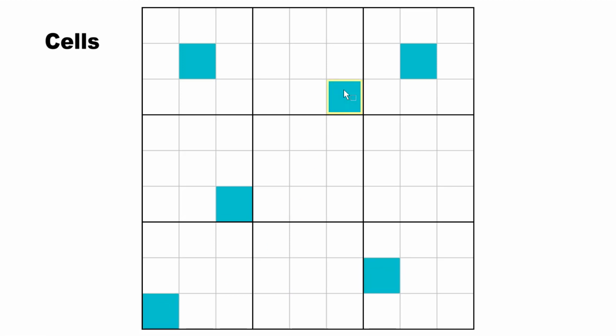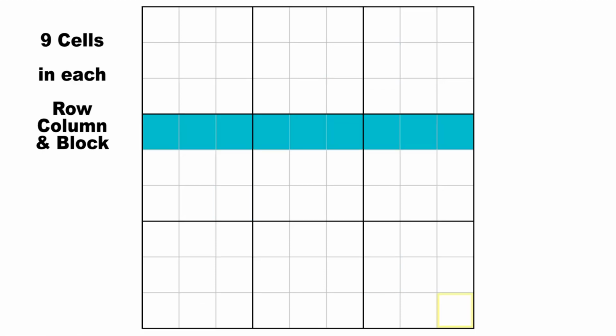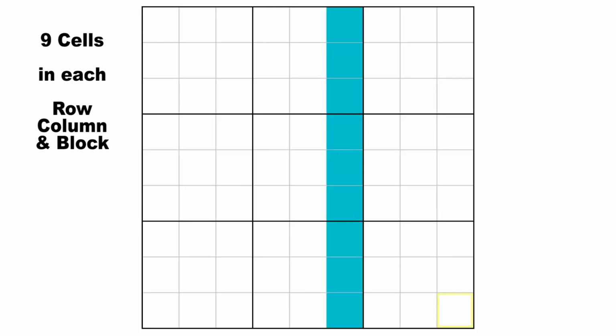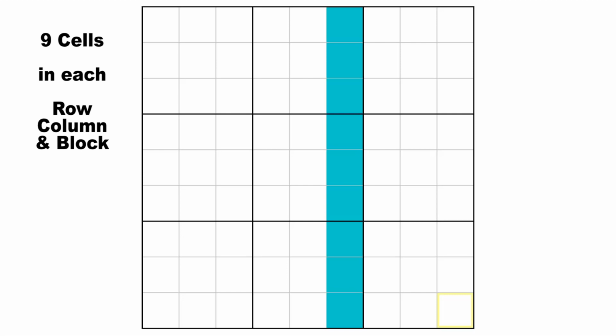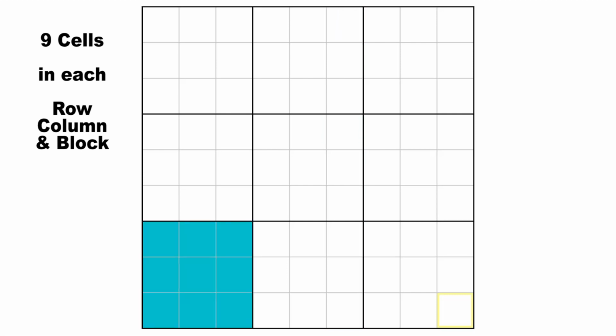The smallest divisions in the grid are called cells. These little squares are where we enter the numbers into the puzzle. And again, they are called cells. As you can see, there are 9 cells in every row, column, and block. When the puzzle is solved, each row, column, and block will contain the digits 1 through 9 with no repeats and no number left out.